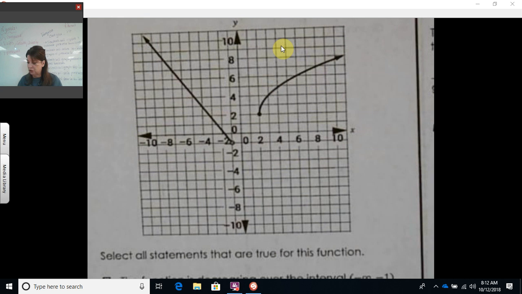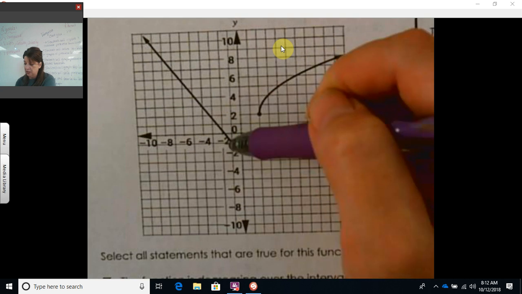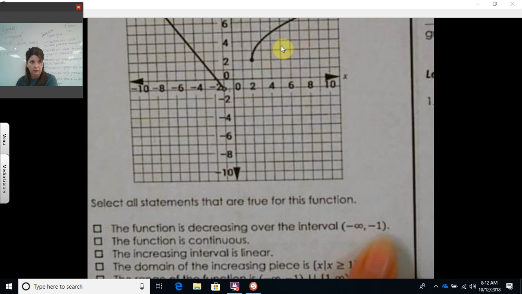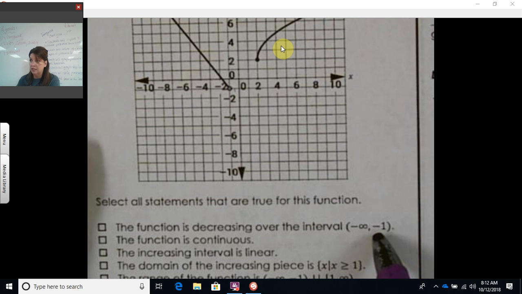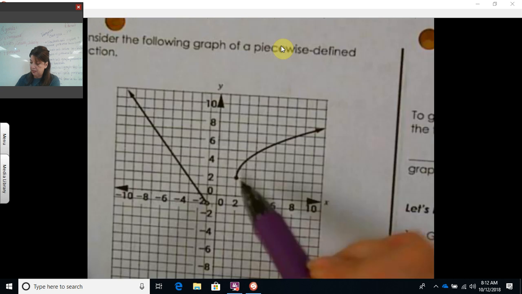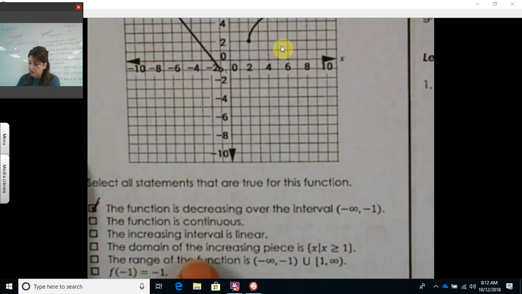That is true. From negative infinity to negative 1, not including negative 1, and notice they gave it a parenthesis. If that would have been a bracket, we couldn't select it, but it's a parenthesis. So that is true. The function is continuous, so we check that box. No. Nope. The increasing interval is linear. Is that a line? No, it's got a curve in there, correct? And that's the increasing function, so no, we cannot check that.